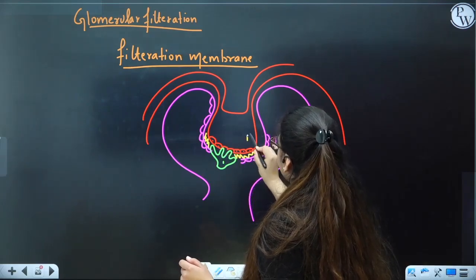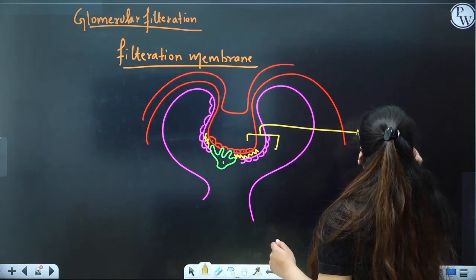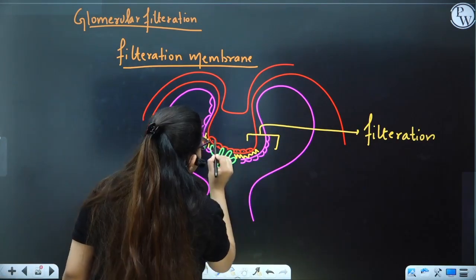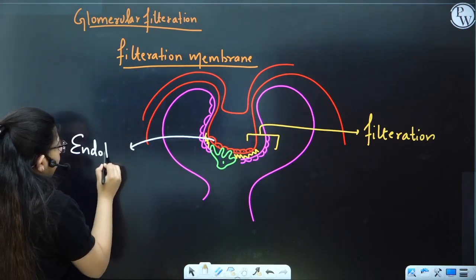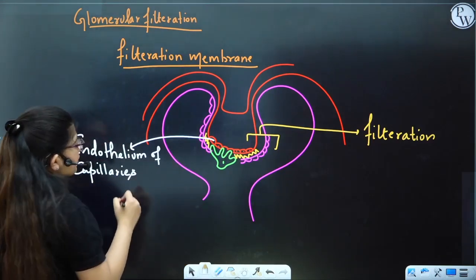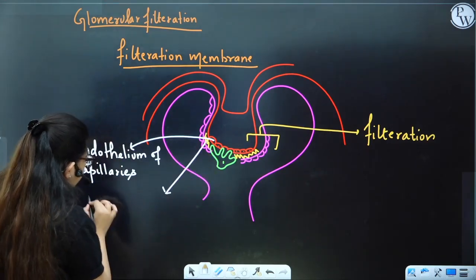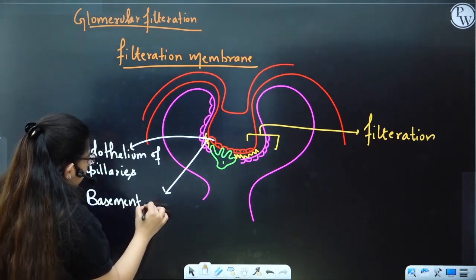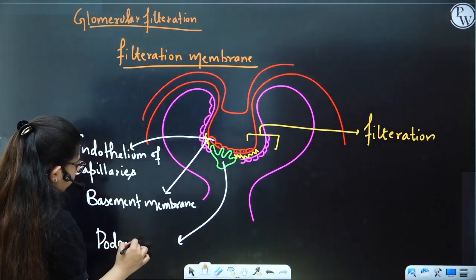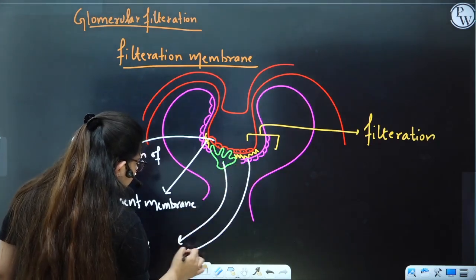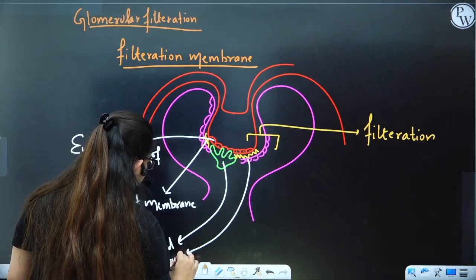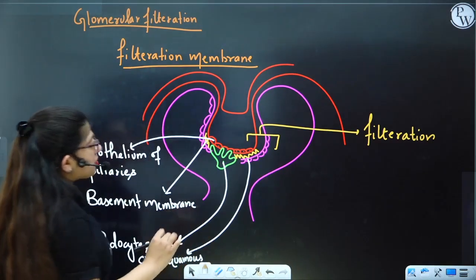This forms your filtration membrane. These three layers are your filtration membrane. What is your filtration membrane? First of all, what is it made up of? Your filtration membrane is made up of, firstly, the squamous cells or the endothelium of the capillary. What is endothelium? The simple squamous lining of a blood vessel is known as endothelium. Then the basement membrane in them. And here, the cells of Bowman's capsule, which are podocytes, along with these cells, which are simple squamous. So these three layers are forming the filtration membrane.